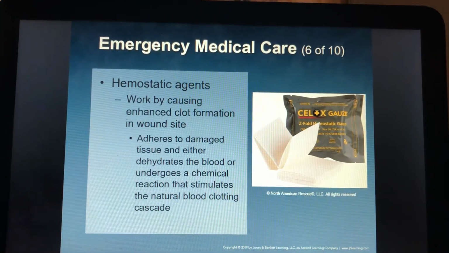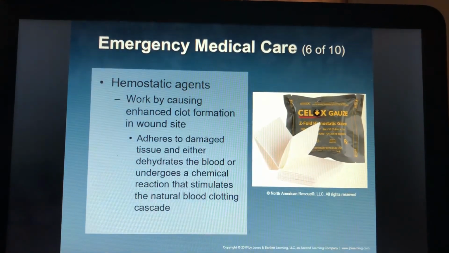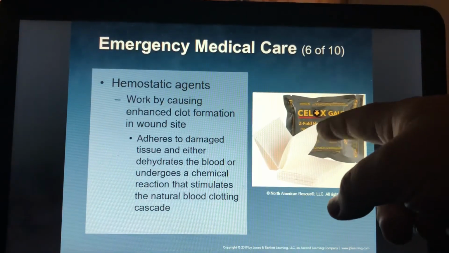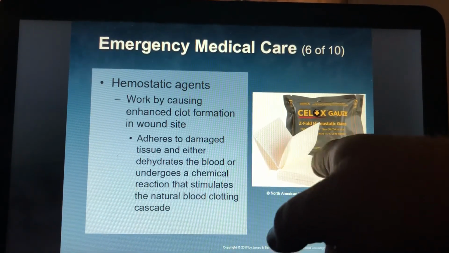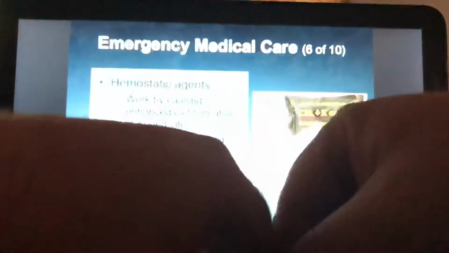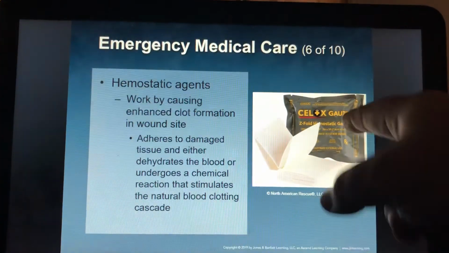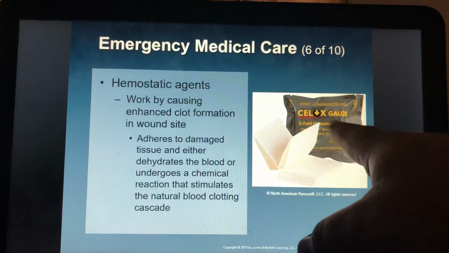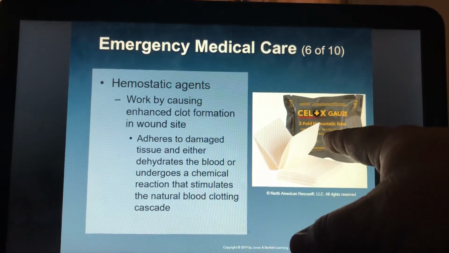Hemostatic agents, also known as, what I know it as, QuikClot. It's usually folded up in this little back-and-forth pattern. What you do is you take it and you shove it in there, and then you put a pressure dressing on it and hopefully it holds. This has clotting factors and things of that nature that will actually help form a clot.